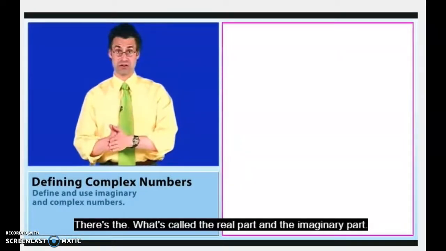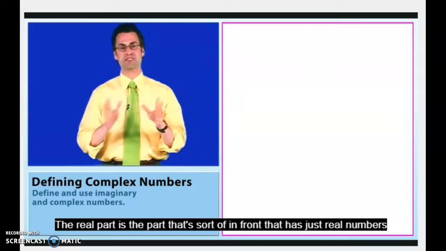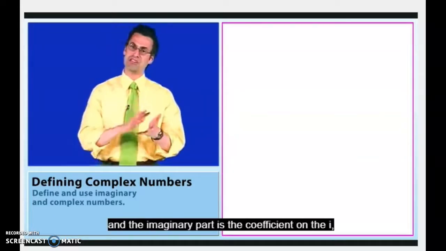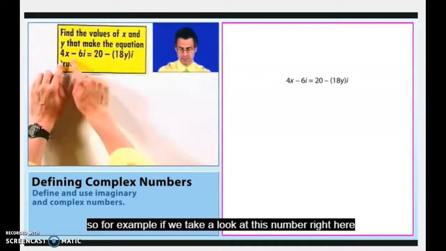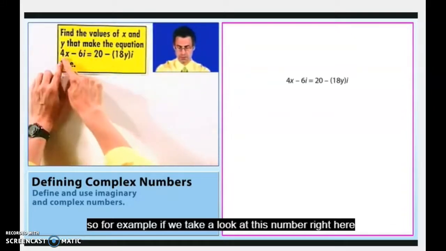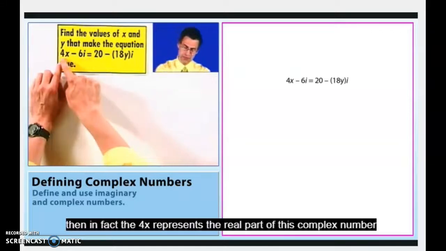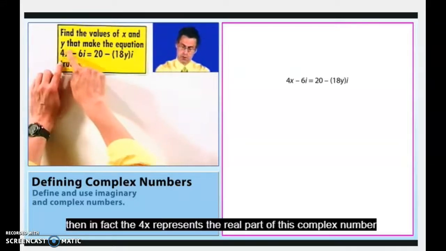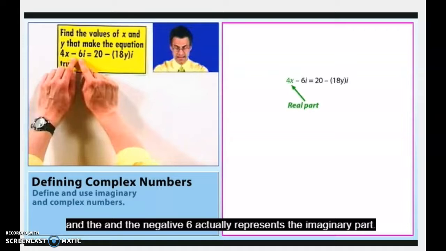part and the imaginary part. The real part is the part that's sort of in front that has just real numbers, and the imaginary part is the coefficient on the i. So for example, if you take a look at this number right here, 4x minus 6i, then in fact the 4x represents the real part of this complex number, and the negative 6 actually represents the imaginary part.